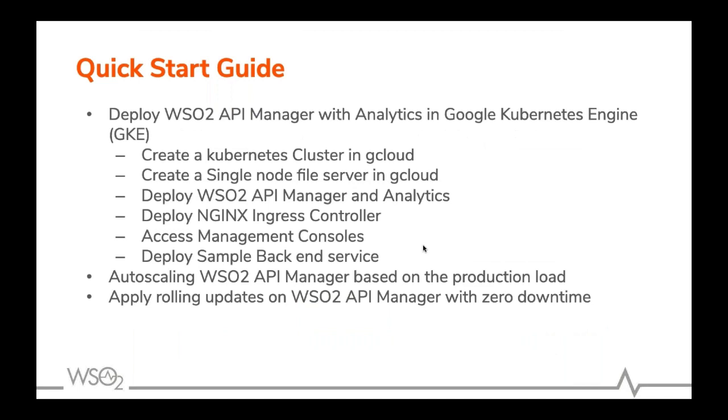First, we're going to deploy WSO2 API Manager with Analytics in GKE. For that, we need to create a Kubernetes cluster in gcloud, and we have to create a single node file server in gcloud too. After that, we're going to deploy WSO2 API Manager and Analytics. After deploying them, we're going to deploy the Nginx Ingress Controller. After that, we're going to access management consoles such as Publisher and Store. At the end, we're going to deploy our sample backend service.